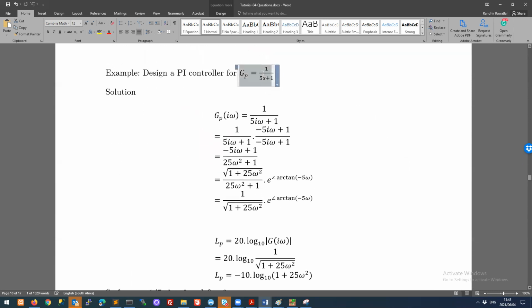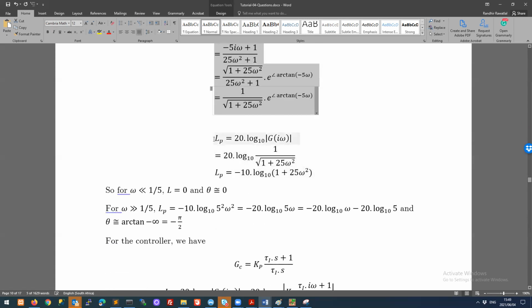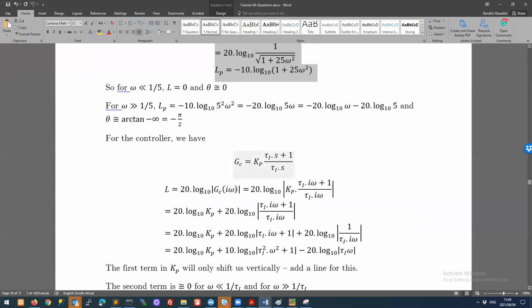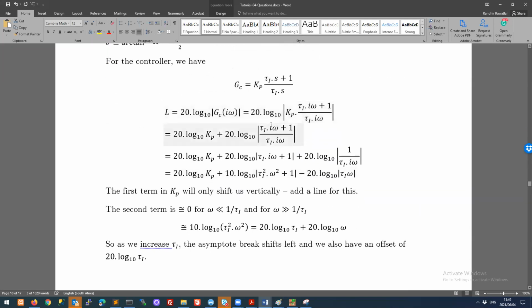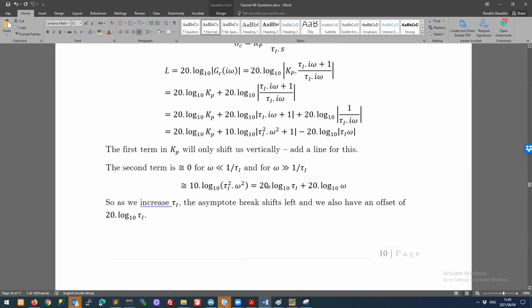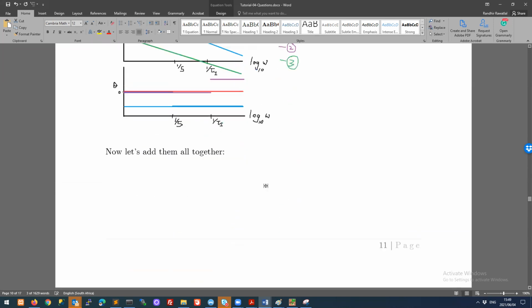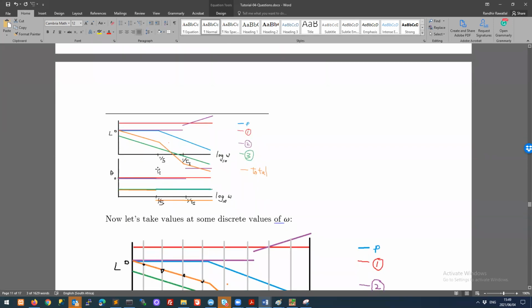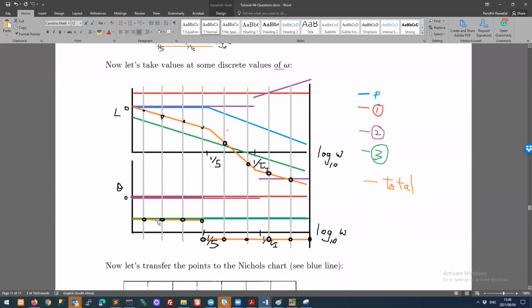So it shows you've started out with your process. You've figured out how to represent that in polar coordinates. You then translate that into the Bode style log modulus. You work out the log modulus and the angle for the process and for the controller of interest. Then you add them together graphically, and then you take sections and you assemble your points.